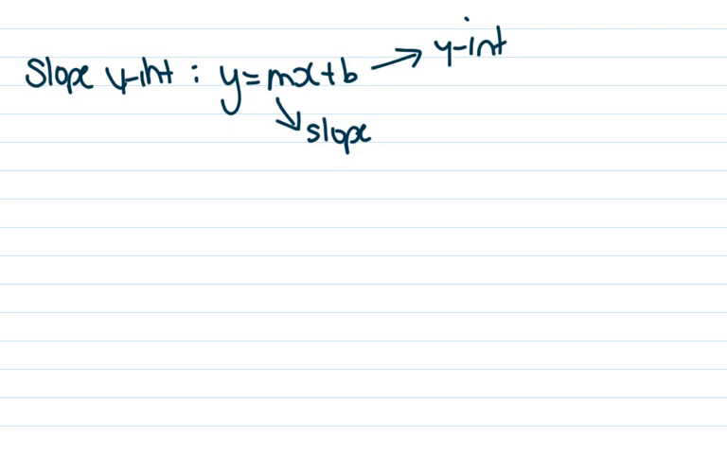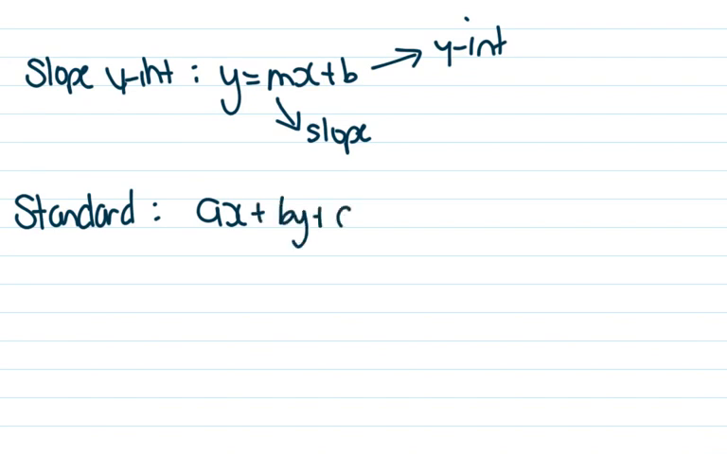Okay, moving on. Standard form looks like ax plus by plus c equals 0, where a, b, and c are numbers.